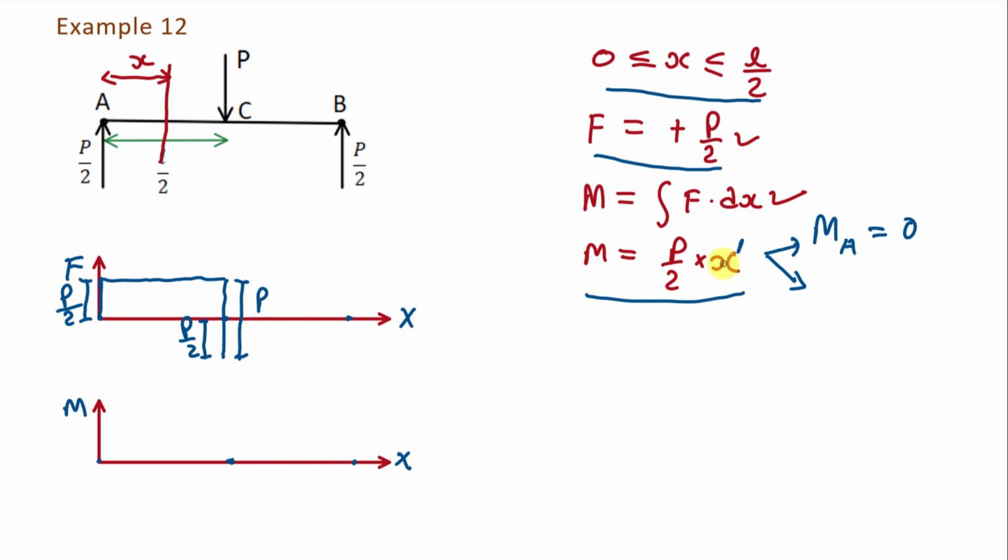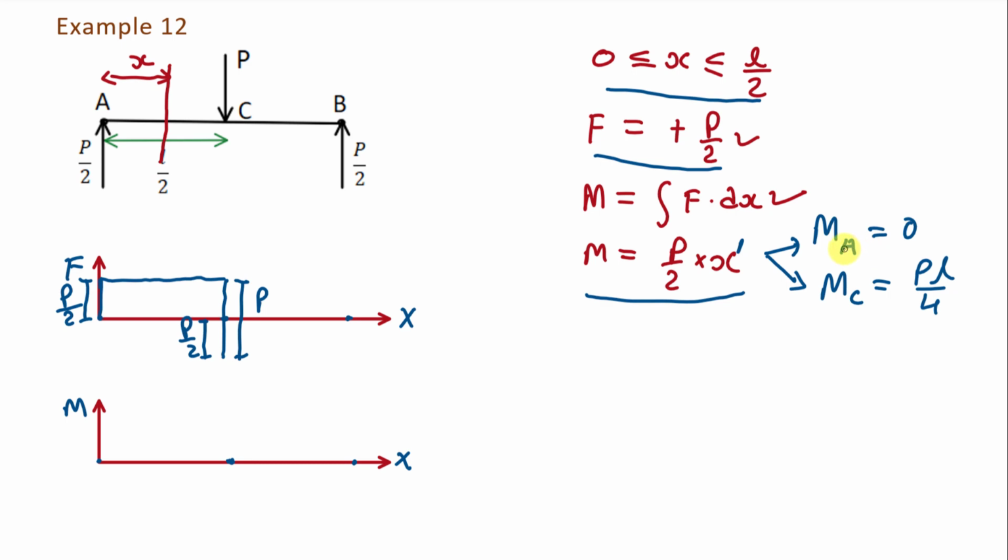And now we will put x is equal to L by 2, so that we will get the bending moment at point C. And if we put L by 2 here, then the value of bending moment will be PL divided by 4. Correct? Now we have 2 points.